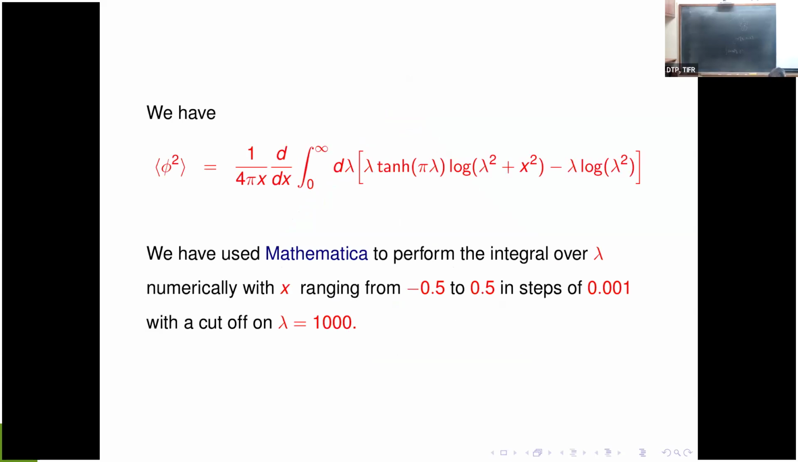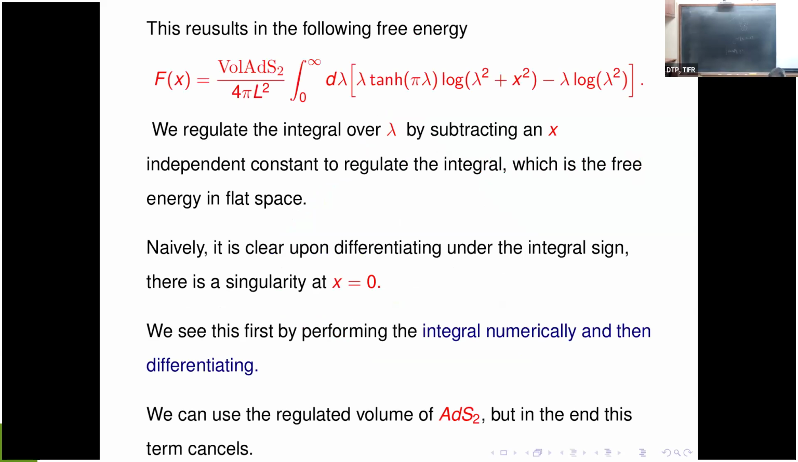The signature of the singularity at x was clear, right, or not? From this, yeah, it's clear. But it's a subtle fact, because nobody looks at this very much. That's why we were worried about doing the integral first, then differentiation and so on. So that's the reason we did the numerical integral first and then differentiated, just to show this little subtle thing.